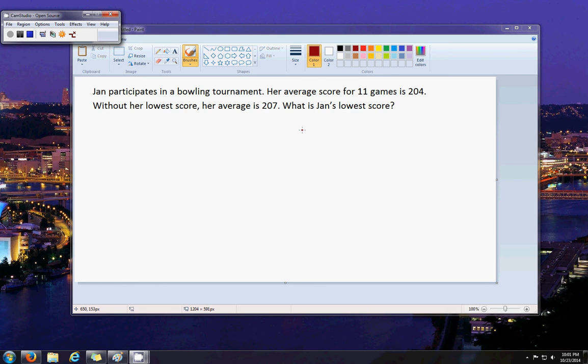Now, when we want to tackle a word problem, we want to think, what don't we know and what do we know, and how can we set up an equation? So we know a couple things here. We know that she played 11 games, and the average of those 11 games is 204. Now, what we don't know is what she scored in each of those individual games. So you could say, oh, well, I'll make my variable x, and that can be what she scored in each one of these games. But there's a problem.